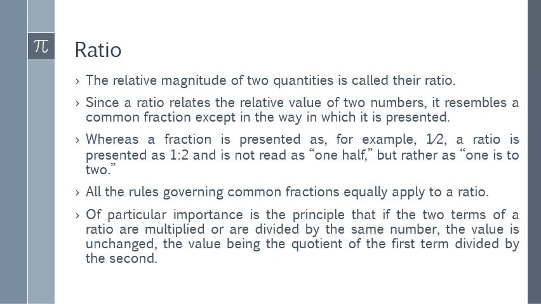For example, we have a value of 2 upon 4. If we divide this value by 2, the quantity will be 1 upon 2. Even if we multiply it by 2, the quantity will be 4 upon 8. But if you see, the value of 1 upon 2, 2 upon 4, and 4 upon 8 is the same. Similarly, if we have a ratio of 1 is to 2, if we multiply it by 2 or divide it by 2, the resultant value will be the same.